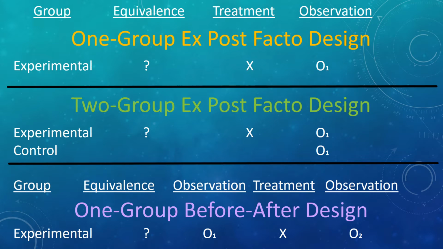Let's start with the 1 and 2 group ex post facto design. Both of these usually lack equivalence. The treatment is given and then the groups are observed. As you can see, the 2 group ex post facto design has a control group. Lastly, with the 1 group before and after design, it is similar to a true experimental design. The first observation is recorded and then the treatment is given. After this, the groups are observed for a second time. Despite this, it lacks random assignment and usually equivalence, and it does not have a control group.